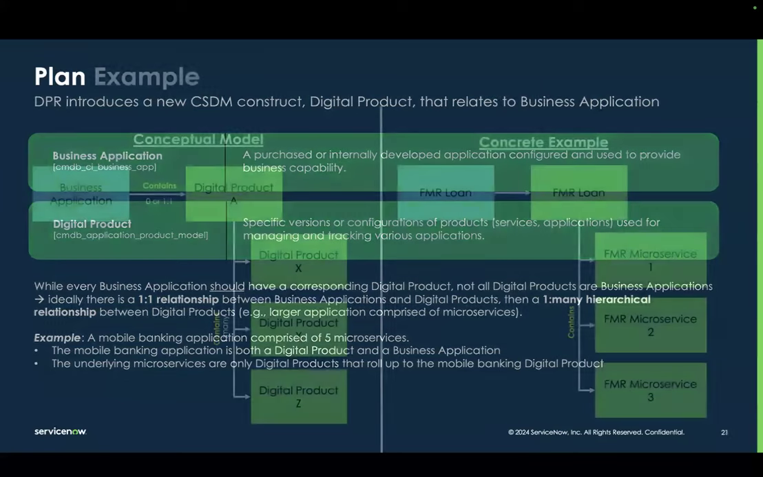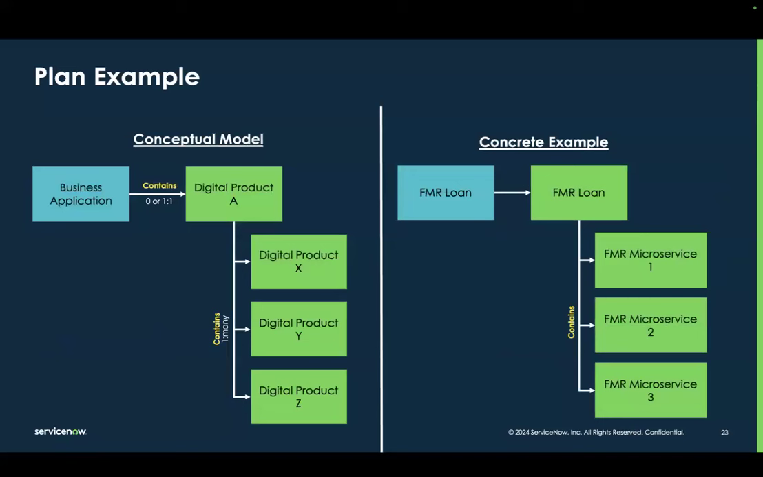So the way that this would be modeled out is on the left side, I have a conceptual model where we have a business application and it has a digital product. Now, not every digital product has a business application. And that digital product could have child products. I use the term included products because it could be included in multiple places, but there becomes a hierarchy that allows you to define the relationships between some of these bigger business applications and these smaller things like microservices.